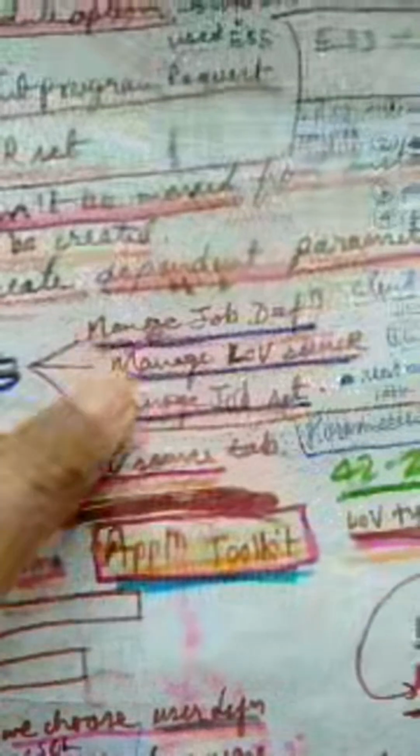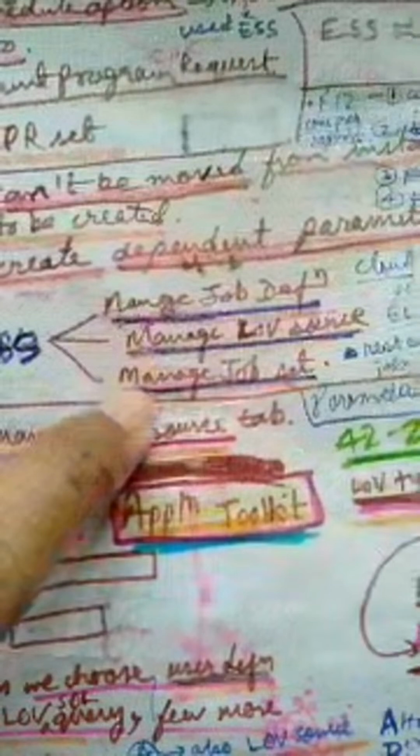After that, click plus in Manage Job Definitions. Apart from that, there will be two more: Manage LOV Sources and Manage Job Set. So we will be clicking plus on the Manage Job Definition section.